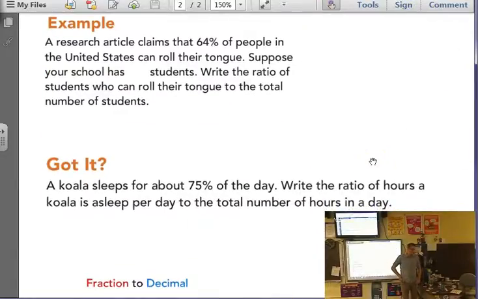So, let's talk about Phoenix. How many of you, and there was one person that I've seen so far, can make the W. How many of you can roll your tongue? Like you.